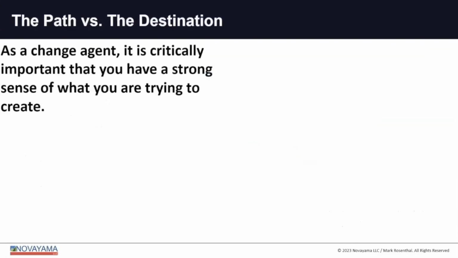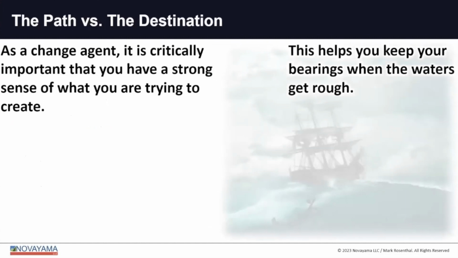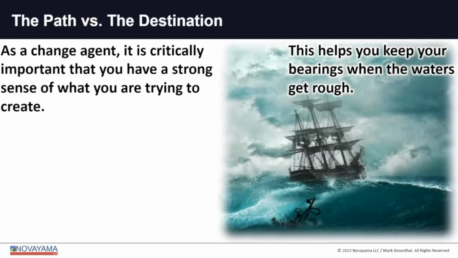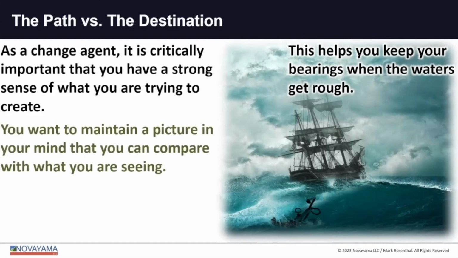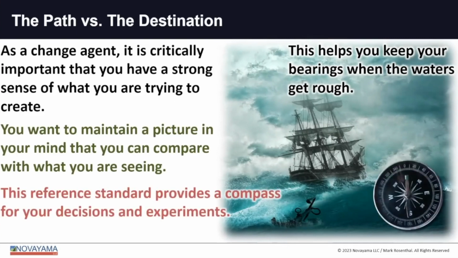So as a change agent, the first thing to keep in mind is it's crucially important to have a strong sense of what you're trying to create. And that helps you keep your bearings when the waters are getting rough. So you want to maintain a picture in your mind that you can compare to what you're seeing in the organization. And that reference standard is a point of comparison between what you see and where you're trying to go, so that you can always see the gap. Even when you're in the middle of a bunch of turmoil, you've got a direction that you want to head.